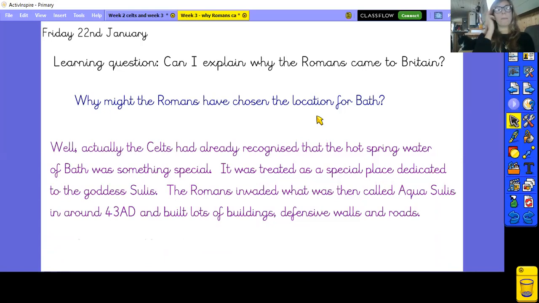Okay, so why might the Romans have chosen the location for Bath? Why would they have settled there? Well, in fact, the Celts had already recognised that the hot spring water of Bath was something special. It was treated as a special place dedicated to the goddess Sulis. The Romans invaded what was then called Aqua Sulis in around 43 AD and built lots of buildings, defensive walls and roads. So although Bath is a Roman spa town, there was already a settlement there, but it would have been a lot smaller. It wouldn't have had all the buildings and the spa buildings. It was just used as a place dedicated to this goddess Sulis.